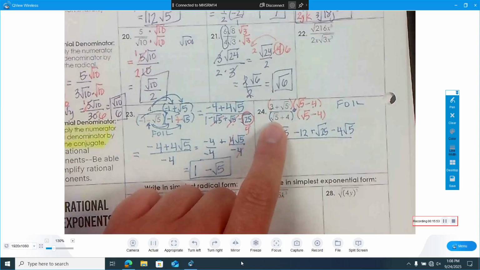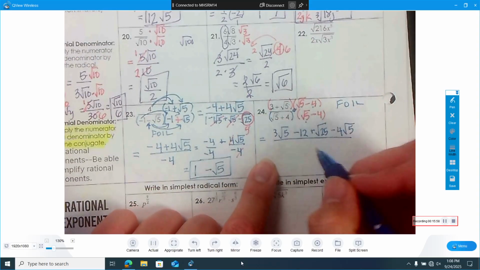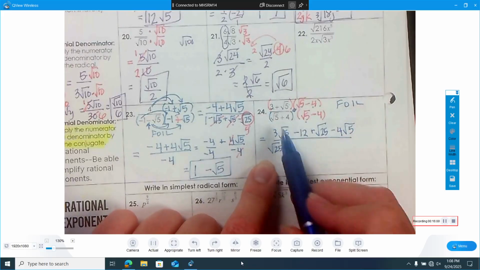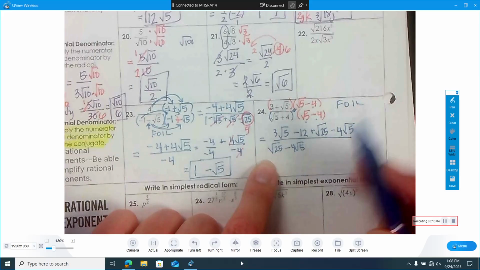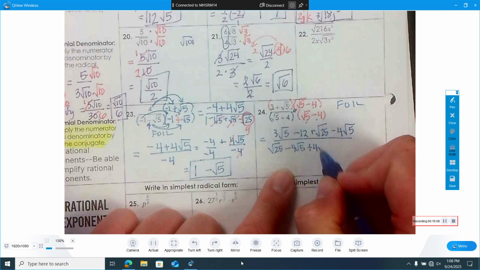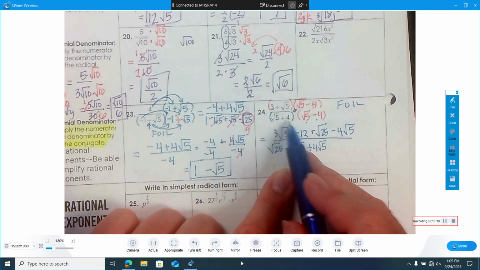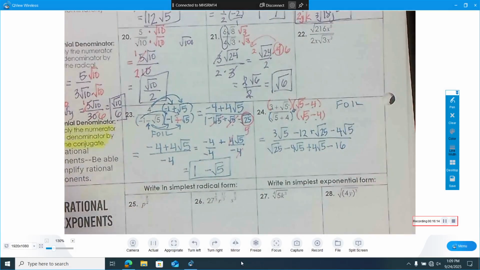So down here, let's distribute the radical 5. Radical 5 times radical 5, radical 25. Radical 5 times negative 4, negative 4 radical 5. Distributing the 4, positive 4 radical 5, and 4 times negative 4. There we go. Negative 16, yeah.